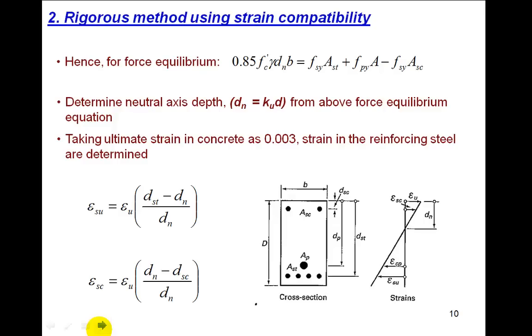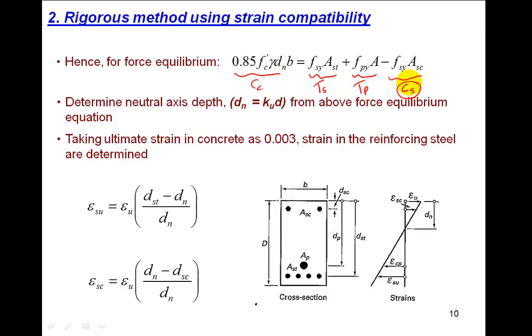So again, these are the equations we'll be using for this rigorous method. For the horizontal equilibrium, you will have CC, that is the total compressive force in the concrete, and this is the total tensile force in the reinforcing steel, the total tensile force in the prestressing steel, and this one is the compression force in the compression steel. So you may have this one, you may not have this one.